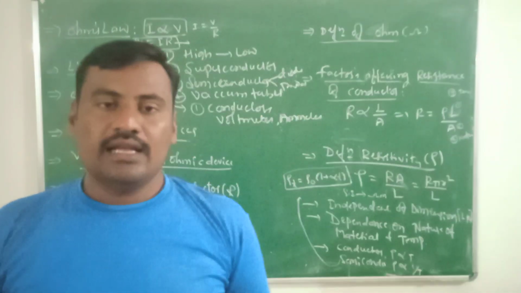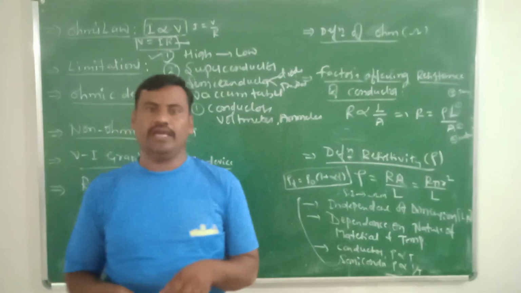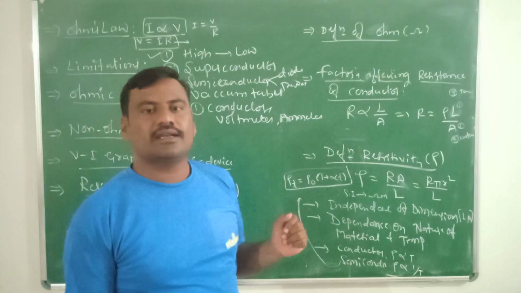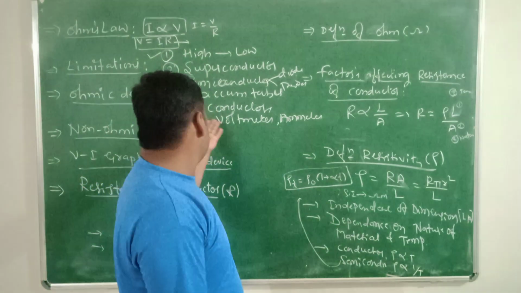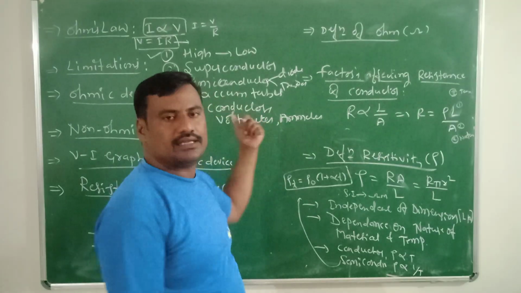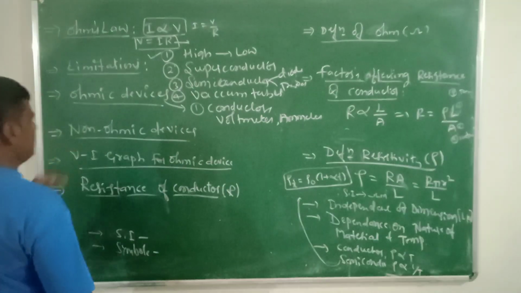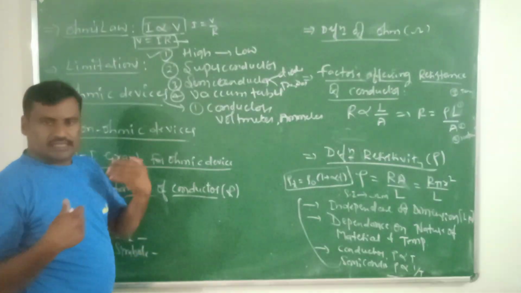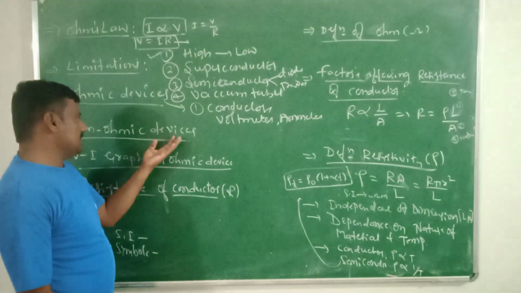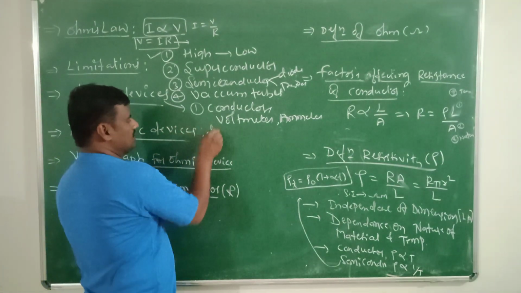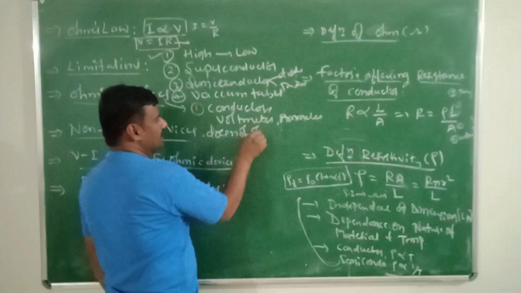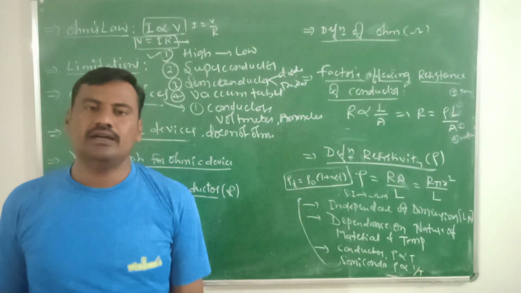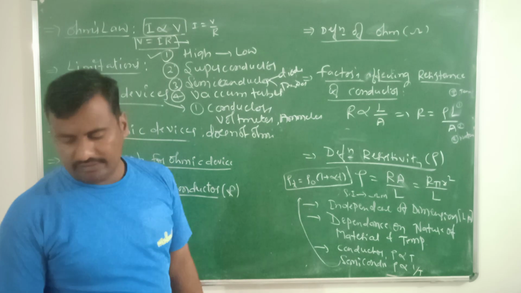Ohmic devices means the devices which obey Ohm's law. Examples are metallic conductors, or simply conductors, and next come voltmeter, ammeter, etc. Similarly, in the opposite sense, the devices which do not obey Ohm's law are called non-ohmic devices.